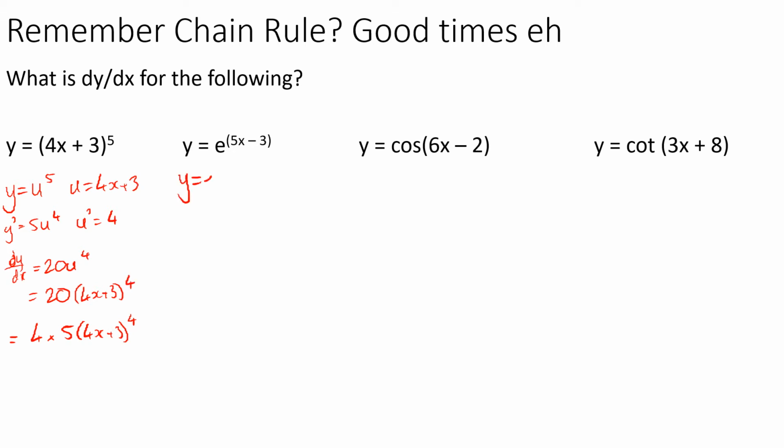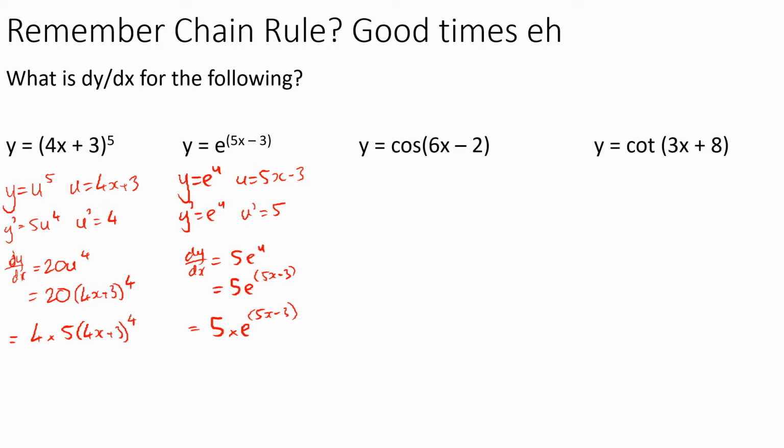Well, we've got e to the u, where u is 5x minus 3. Differentiate them both. E to the u stays the same, u just goes to 5. And so our dy dx is equal to 5e to the u, which is 5e to the 5x minus 3. Which I'm going to split apart and say we've got 5 times e to the 5x minus 3.